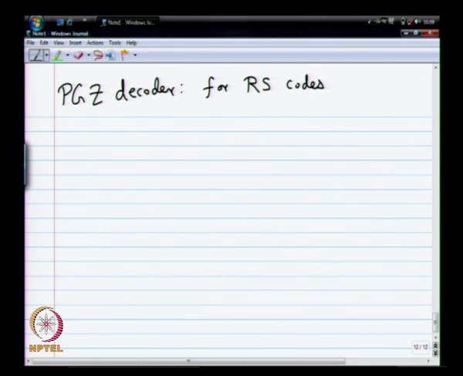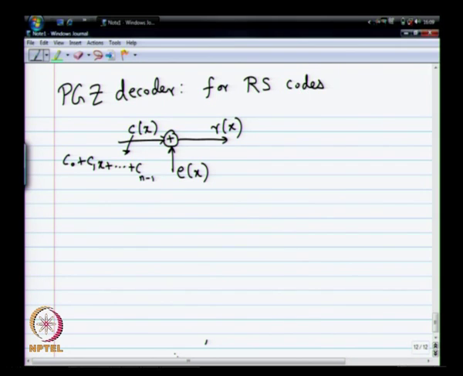Okay. So remember what is our setup again? We have a code word C of x to which an error polynomial E of x is being added, and I get a received polynomial R of x. If I have a Reed-Solomon code, this is now C0 plus C1x plus so on till Cn minus 1 x to the power n minus 1, and each of these Ci's belongs to GF 2 power m.